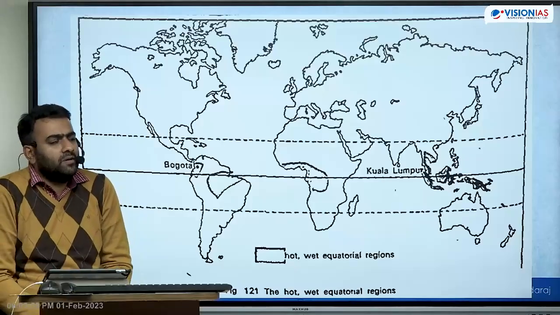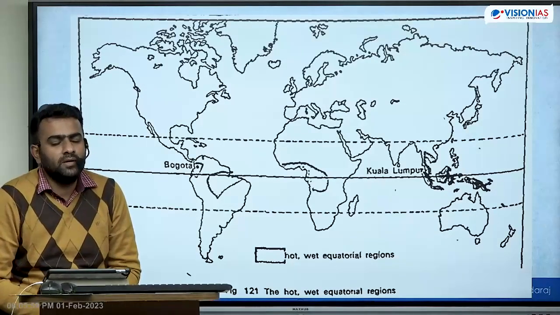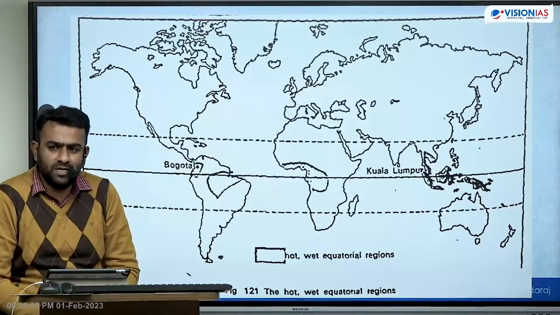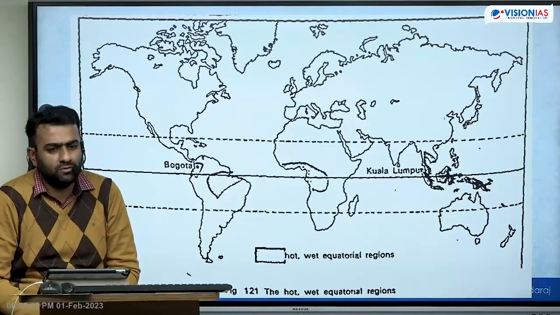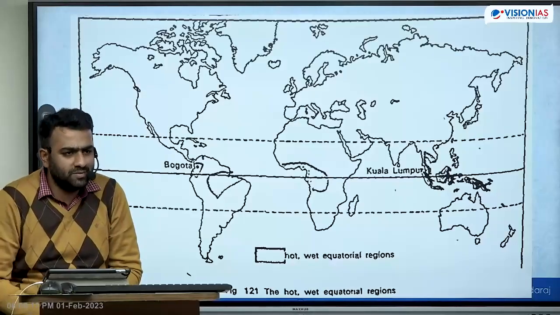The first one, hot and wet equatorial climate. Overall condition क्या है यहाँ पर? The temperature is always high. Why is the temperature always high? Because the sun's light falls vertically throughout the year. Okay, and there's 12 hours of day, 12 hours of night throughout the year. Length of the day will not vary. So that's why the temperature always remains high.